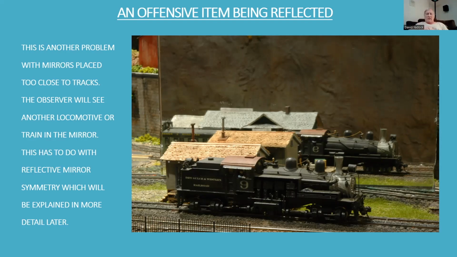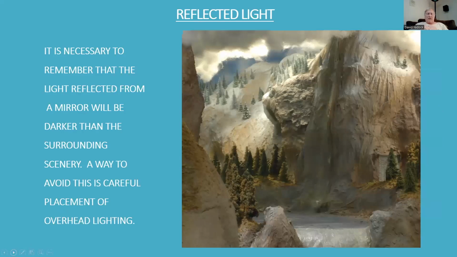One thing also has to do with, as I mentioned here, symmetry, and we'll go into that a little bit more later on in this discussion. Another problem with mirrors, and people don't have the concept of it, is that light reflected from a mirror will actually be darker because it is a reflection of the light passing against the surface and then re-entering, so to speak. So you have to be careful with that.